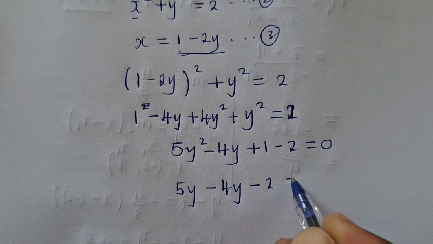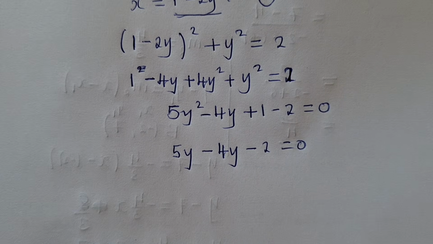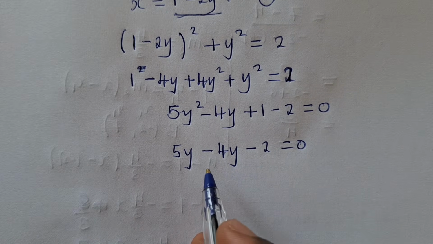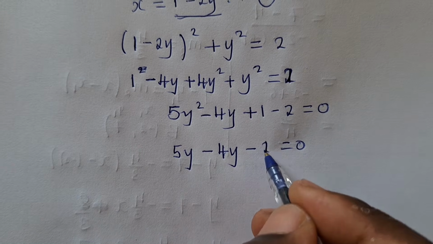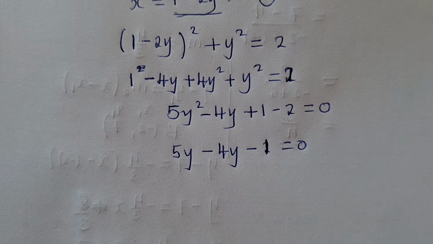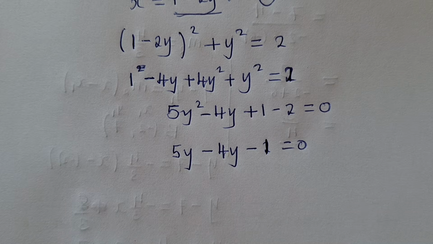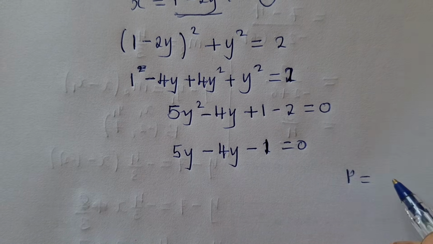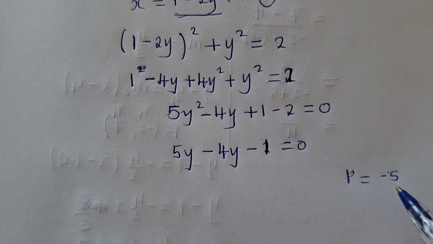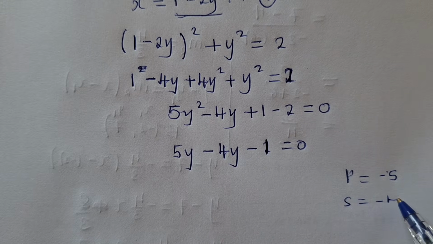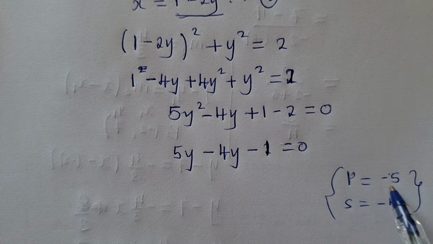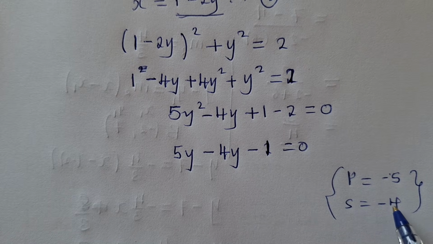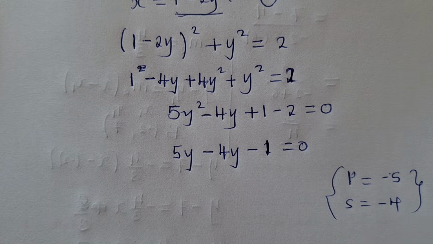I guess you know how to solve quadratic equations. So in solving this quadratic equation by factorization, we're going to identify our product and sum. Our product P is negative 5, and the sum is negative 4. So we think of two numbers such that when we multiply them, they give us negative 5, and when we add them, they give us negative 4.